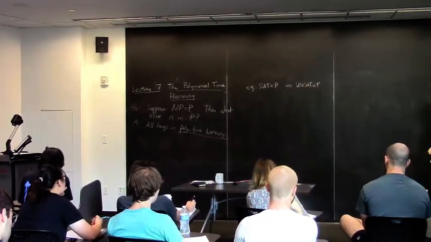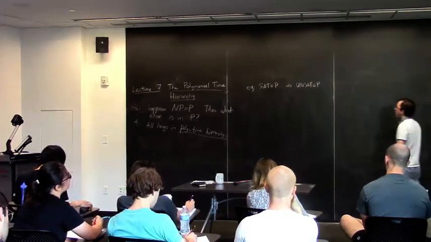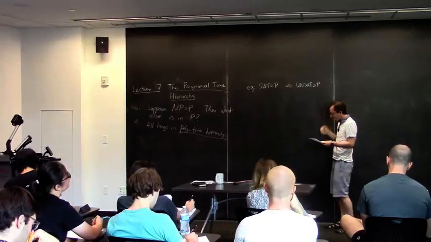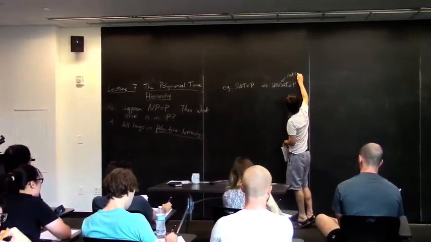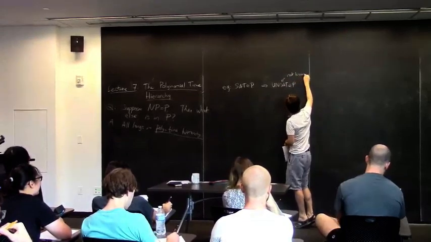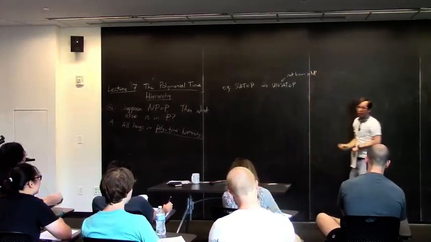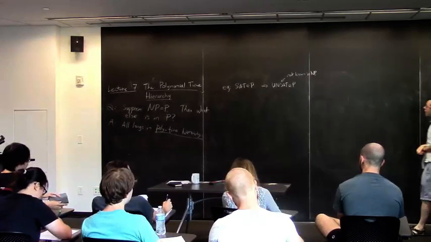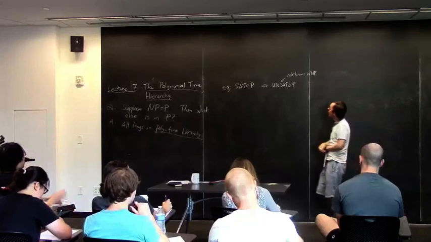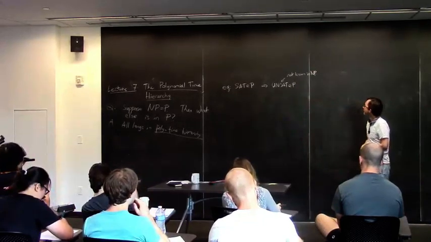Well, if SAT's in P, you just run your polynomial time algorithm on the formula, find out if it's satisfiable or not, and then you can answer this question. And notice that this problem is not known to be in P. In fact, it's quite strongly believed to not be in NP. But nevertheless, it becomes in P in the case that NP equals P.